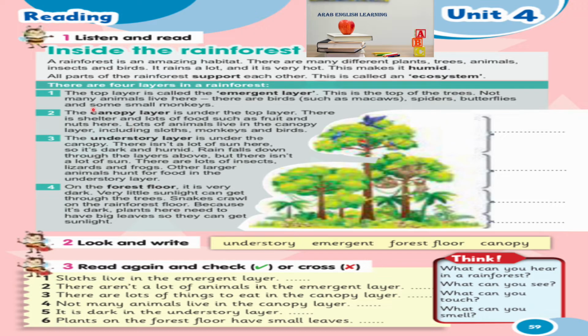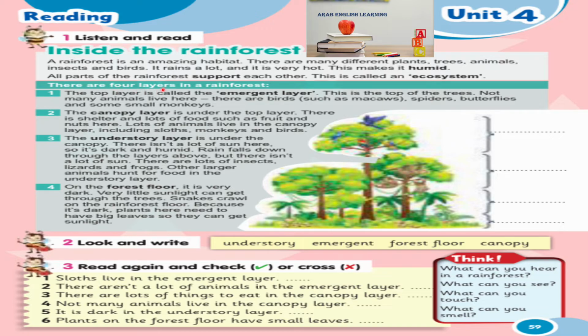Page 59, Exercise 1, listen and read. Inside the rainforest. A rainforest is an amazing habitat. There are many different plants, trees, animals, insects, and birds. It rains a lot, and it is very hot. This makes it humid. All parts of the rainforest support each other. This is called an ecosystem.